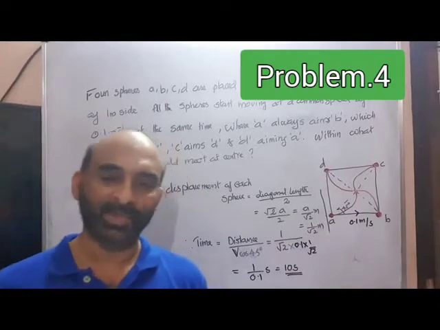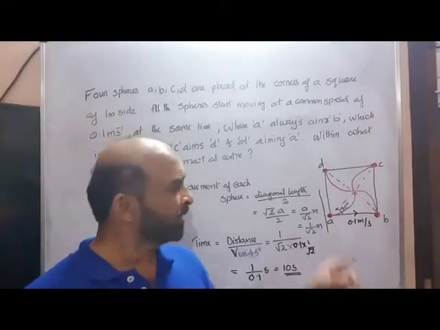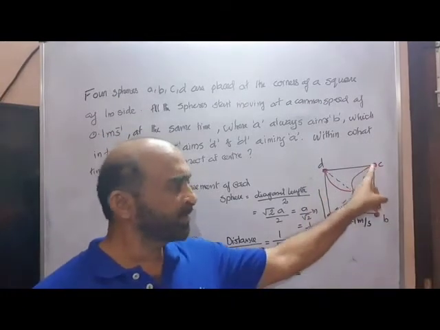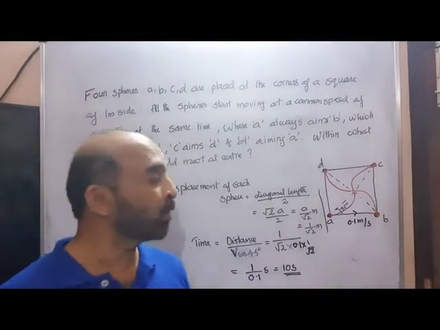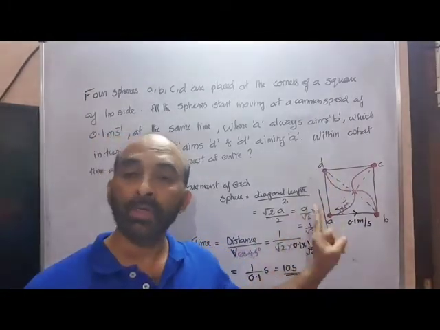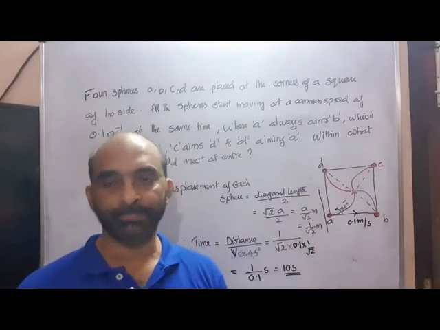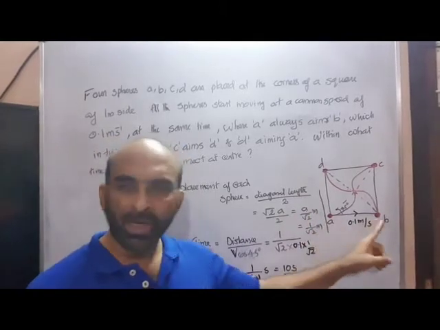Hi, the next question. Four spheres A, B, C and D are placed at the corners of a square, whose all sides are 1 meter. Okay.